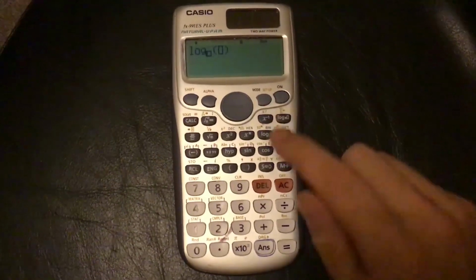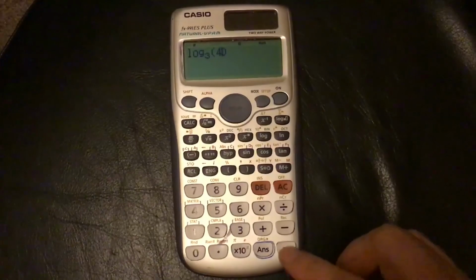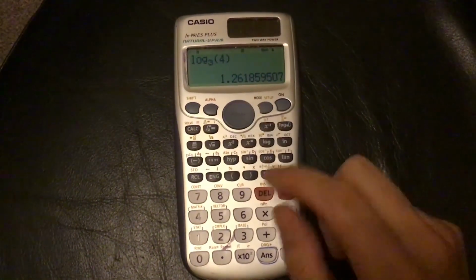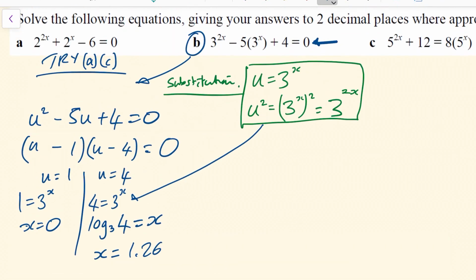On this one we want to use log to the base 3 of 4, and we needed that to 2 decimal places. It's 1.26. So coming back to the video, to 2 decimal places, this is 1.26. So you can see that there are two answers to this equation B here. It's 0 and 1.26 to 2 decimal places. Have a go at A and C using a similar method with this substitution, and good luck to you on those.